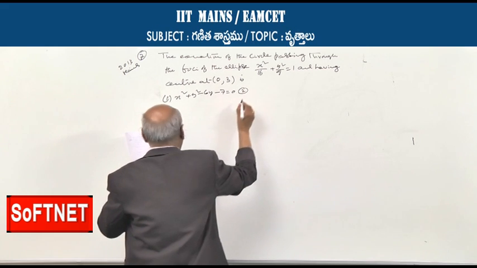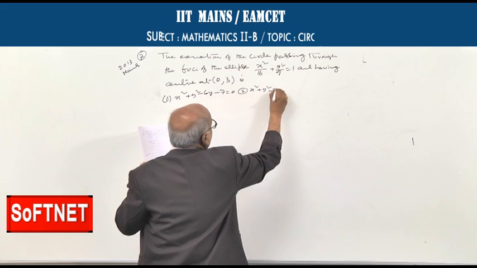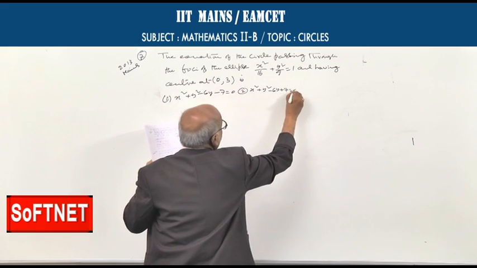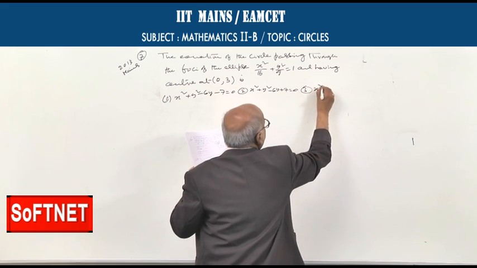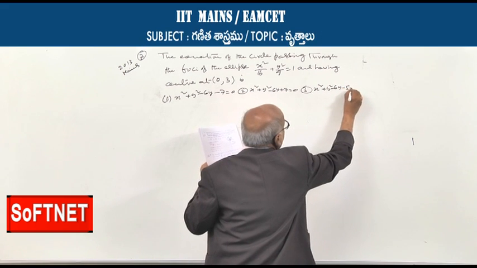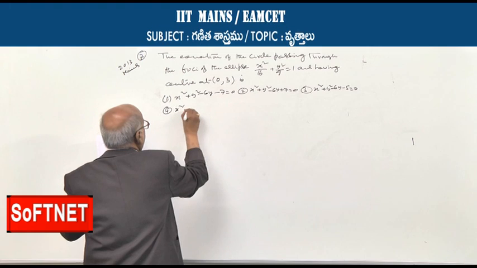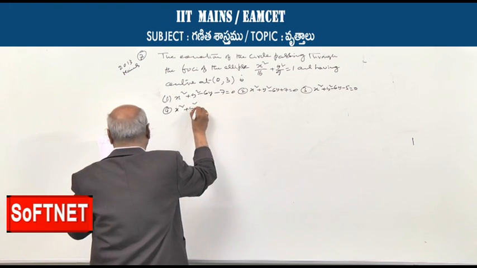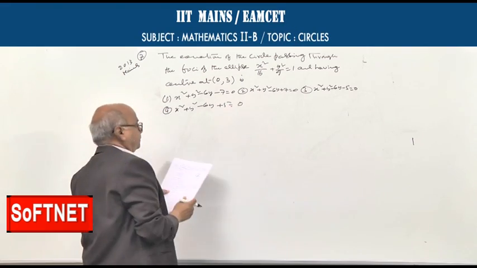2, x squared plus y squared minus 6y plus 7 equal to 0. 3, x squared plus y squared minus 6y minus 5 is equal to 0. 4, x squared plus y squared minus 6y plus 5 is equal to 0.